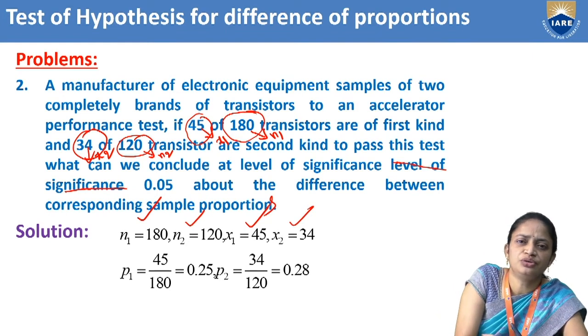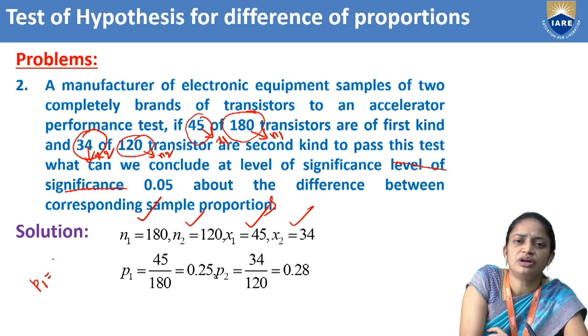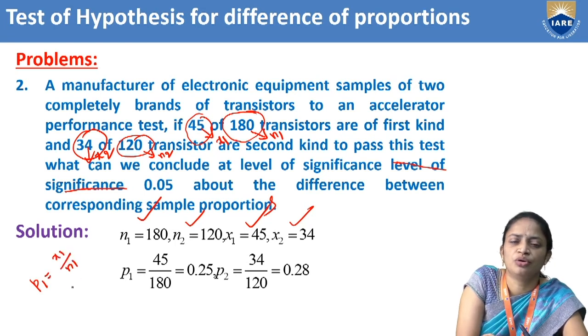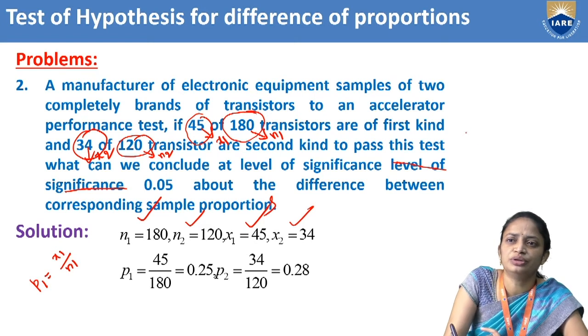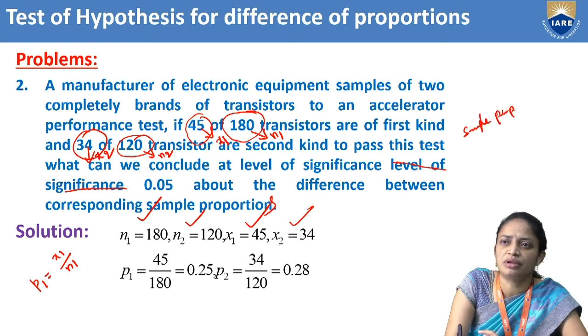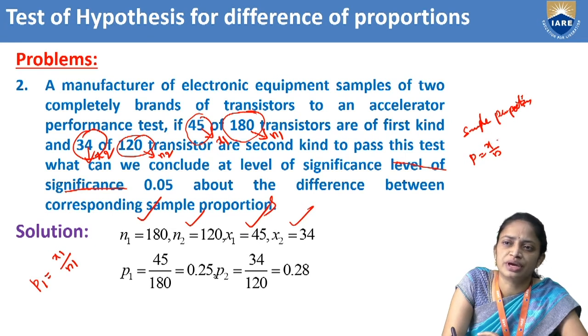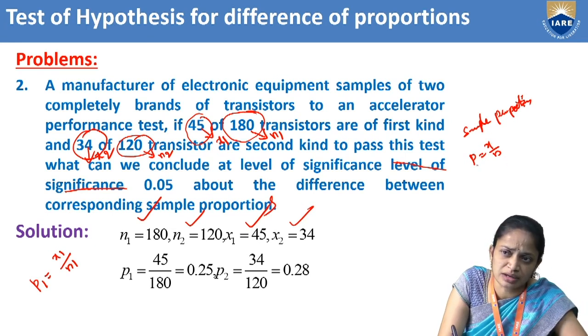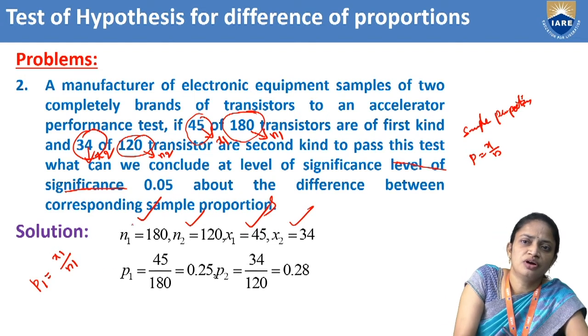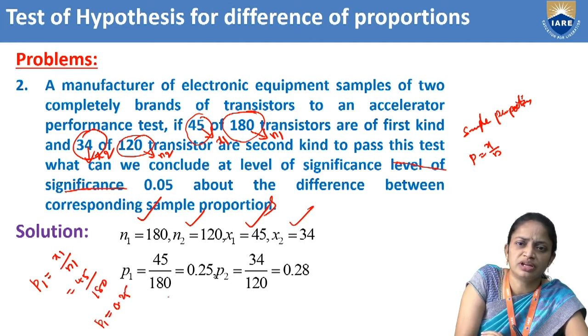Now we need to find P1. We know that P1 equal to x1 by n1. We know the sample proportion formula: P equal to x by n, the number of favorable events divided by the total number of events. So P1 equal to x1 by n1, which is 45 divided by 180. That's why P1 equal to 0.25.